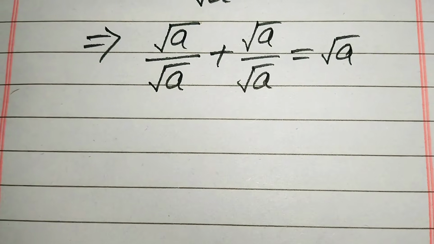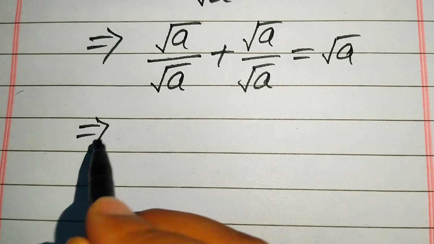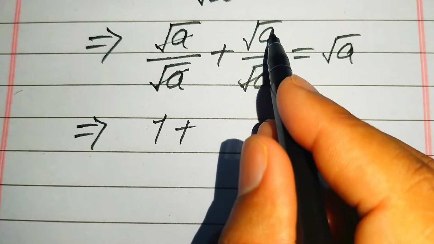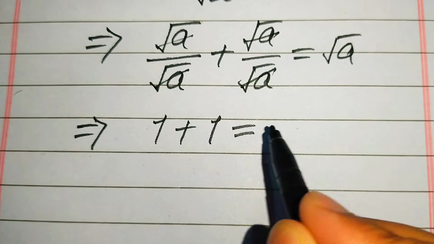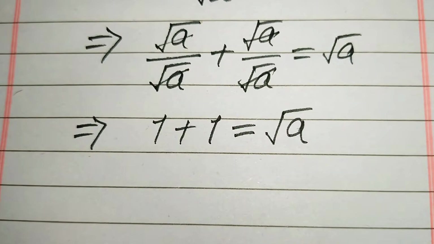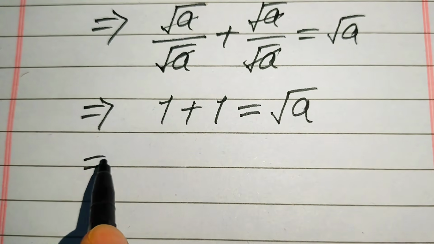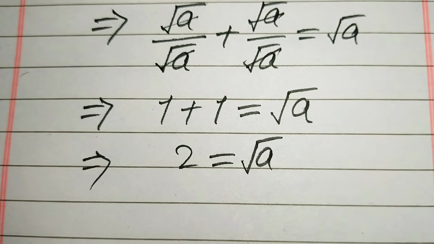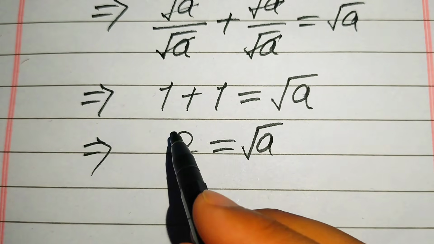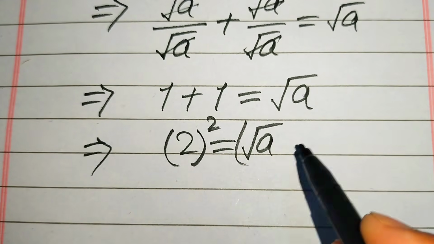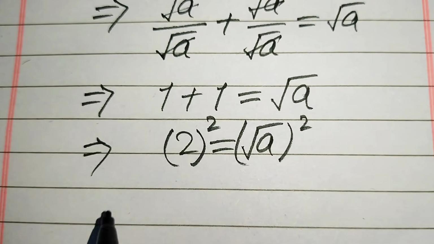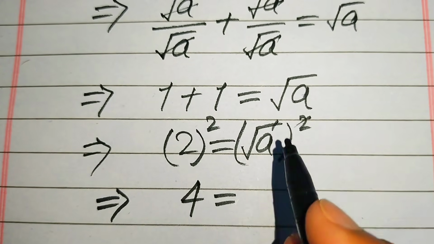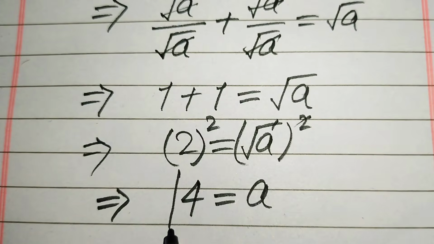Further, in the next step we need more simplification: this square root of a and this square root of a are gone, and we get 1 plus, and this square root of a and this square root of a are also gone, and we get 1 is equal to square root of a. So we get 1 plus 1 becomes 2 is equal to square root of a. For the value of a, we need to square both sides, and when we apply squaring, it is written in this form. So we have 2 squared becomes 4 is equal to, the 2 and the square root are gone, and we get a only.